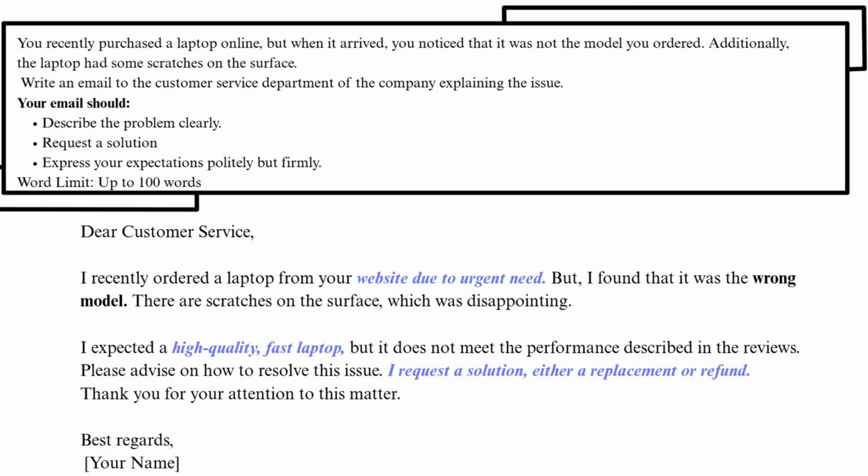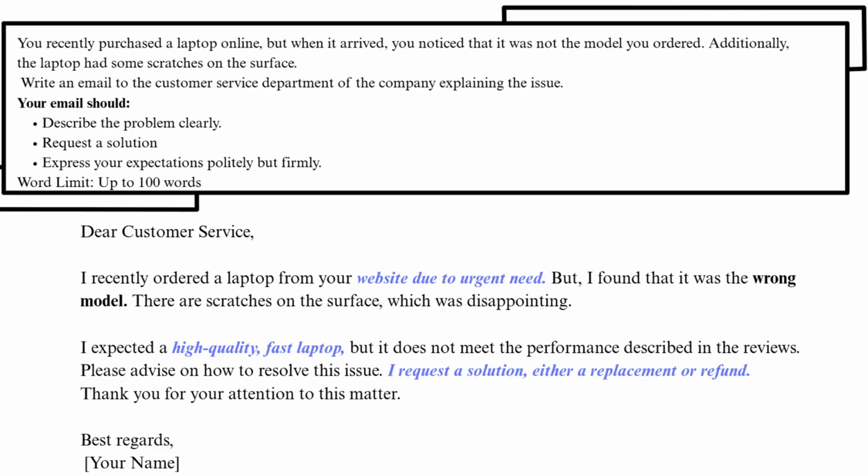So here we have an example from one of our students who didn't score as well as they wanted to in the writing section, writing an email. They only had 100 words, but I can see that they wasted space and they didn't address the question as much as they needed to. So first they said, "I recently ordered a laptop from your website due to an urgent need." While this might sound like a great opening sentence, it contains irrelevant information. That takes away 4 to 5 words out of your 100-word count. The website and urgent need were not stated in the question, therefore they are not needed.